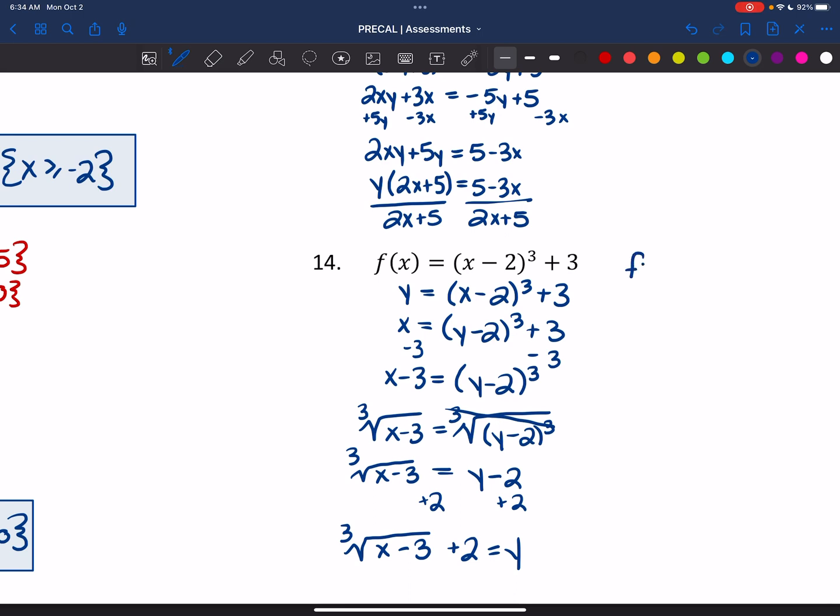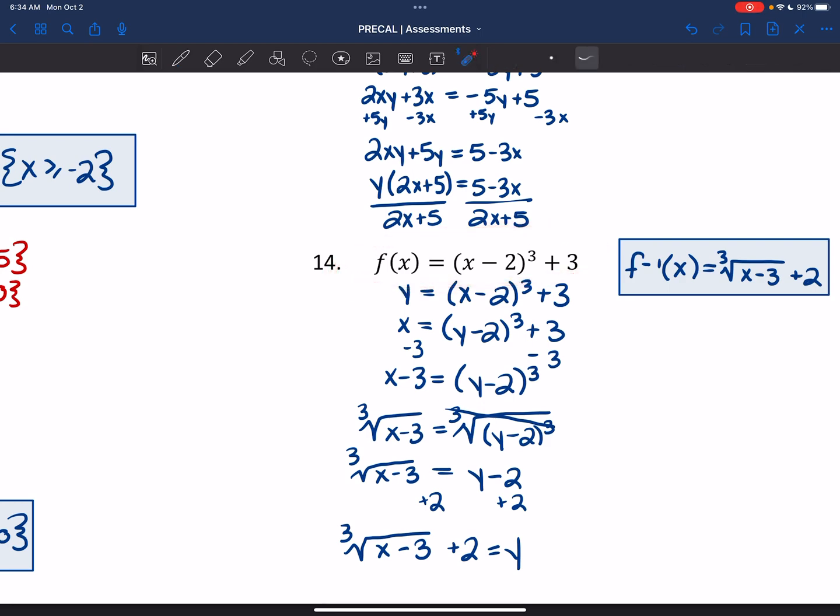So the inverse of this function f is the rule cube root of (x minus 3), that quantity, add 2 to it. There we go. And again, there's no restricted domain for the inverse because the original function passes that horizontal line test. There's no restriction needed. It did not have a restricted domain or range, so this one will not have a restricted domain or range either.